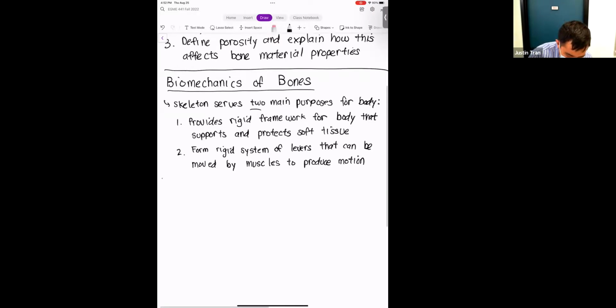Because of this, I think we all understand those parts of the skeleton. When you think of a bone, you think of something that's really hard and rigid.